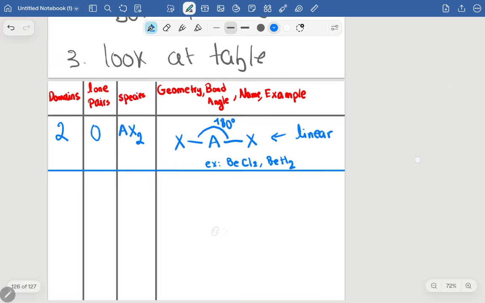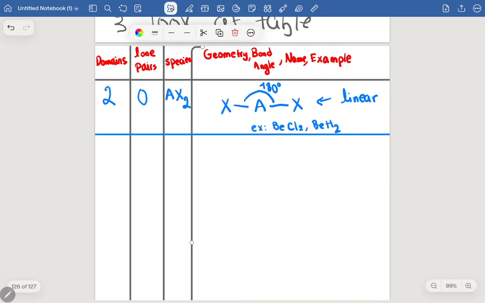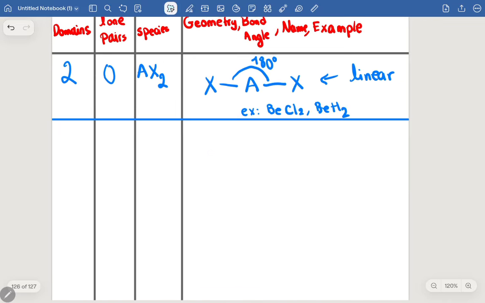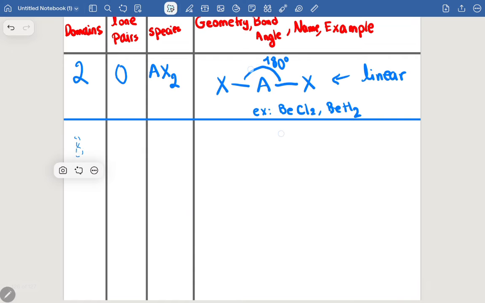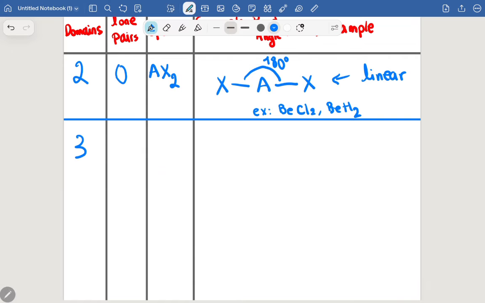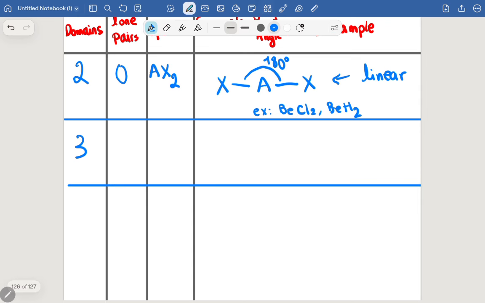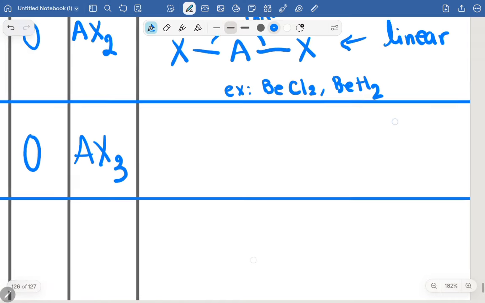Now, after that, oops, what happened? Let me fix that. After that, we'll move on to 3 domains. So we start off in the 3 domains, right? And we always start off with how many lone pairs? We always start off with 0 lone pairs. If that's the case, then it's gonna be AX3. The species is gonna be AX3. And it will look something like this.